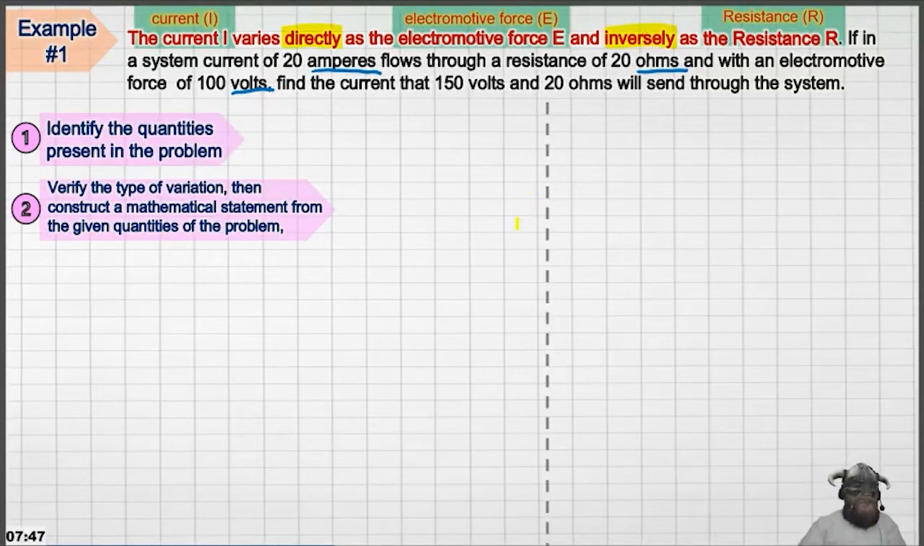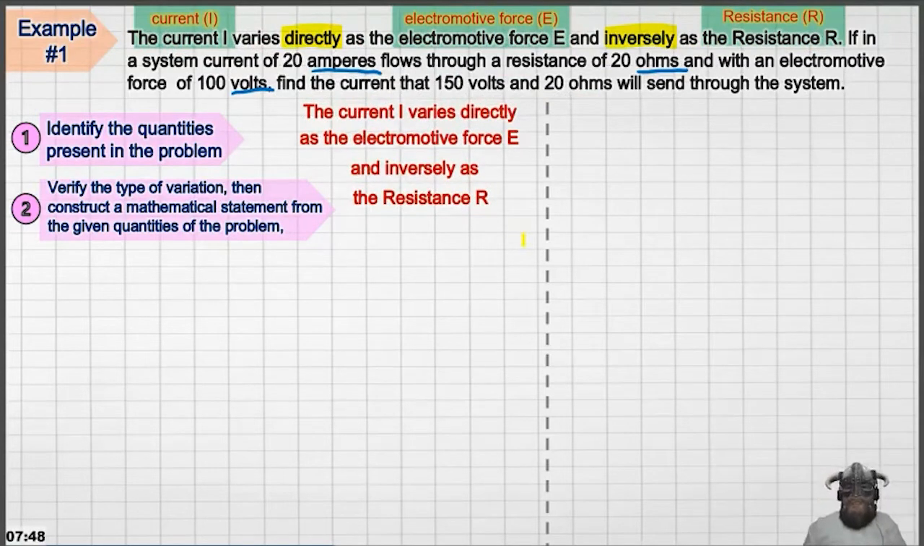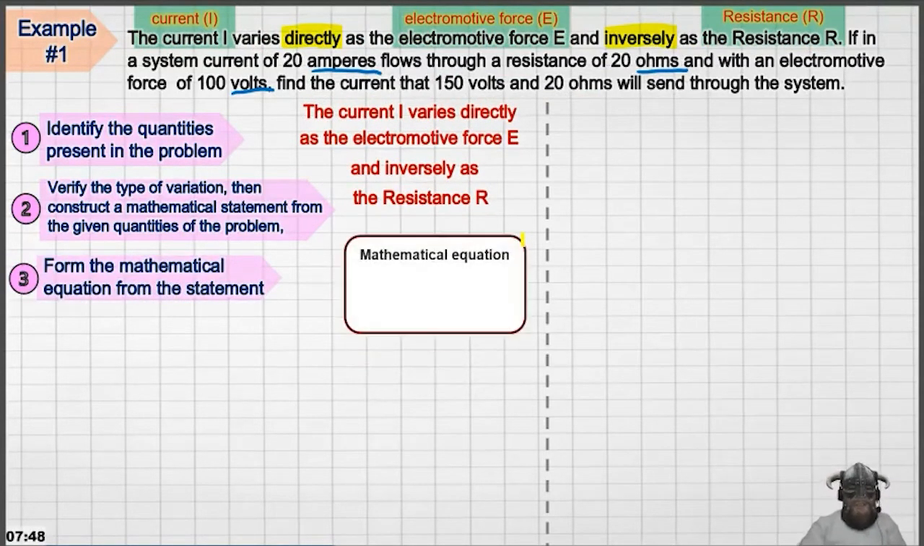First sentence, parang sa joint variation lang din. So ayan. So how do we interpret this one? So that's step number 3. Interpret this one as a mathematical equation. So the current I, so I is equal to, so current natin, ito yung first quantity, and varies directly as the electromotive force, E. So, kE, di ba? Varies directly, so katabi siya ni k. And inversely with R, so over R.